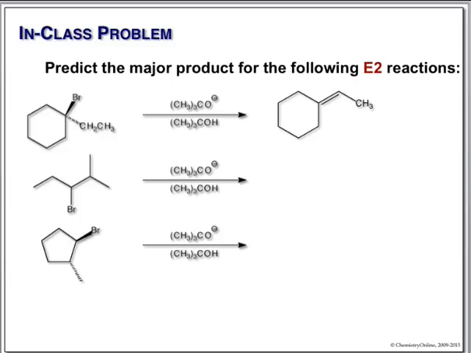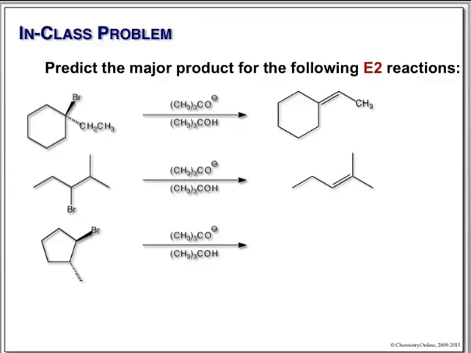This is a dead simple Zaitsev problem. Again, we have a secondary center here, tertiary center here. Secondary center is easier to get to. This gives us the more highly substituted alkene. As Zaitsev says, that's what we should do.